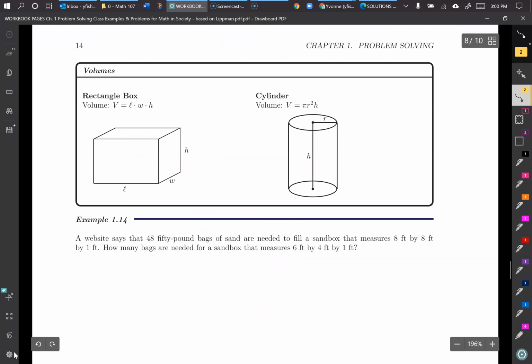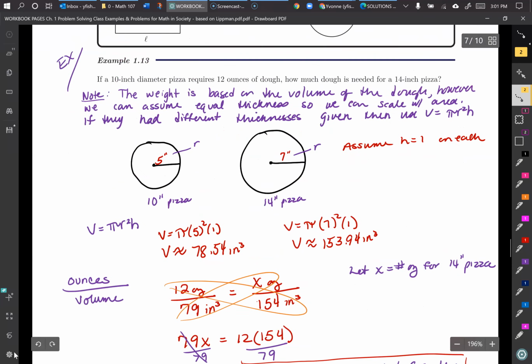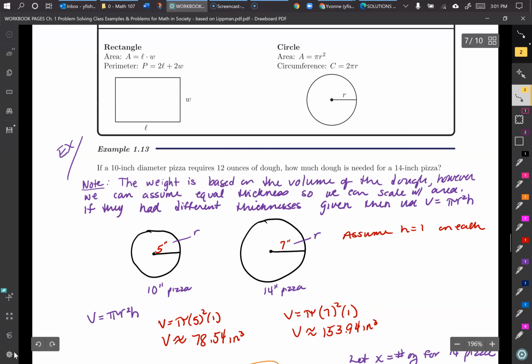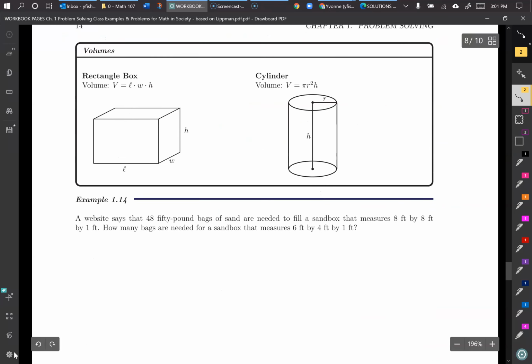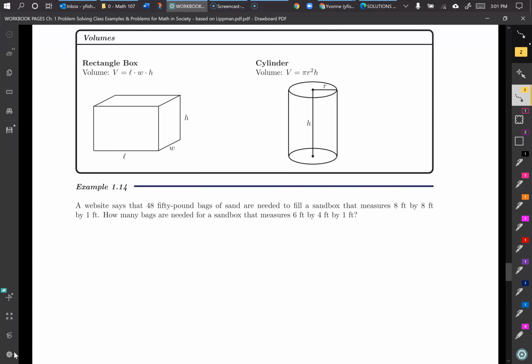On page 14, you have some reminders of the volume formulas for a rectangular box, or for a cylinder, which we just kind of used ahead of time. This problem, your book, I think, does as an area, but like I discussed, this really is assuming the thickness or height is 1. So I used volume for that one too, because I think it makes more sense. The problem here, example 1.14, I actually want you to do as a classwork, and see if you can set that up. Set up your proportion. I'm going to just give you a few hints here.